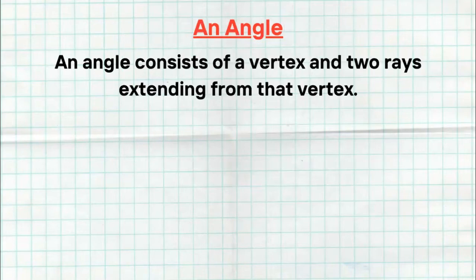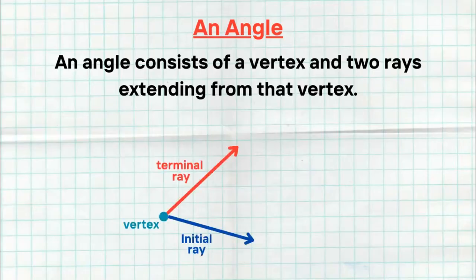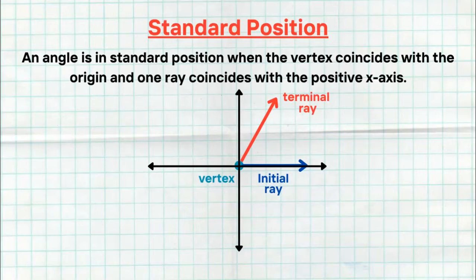Now, the next most important word in that definition is an angle. So an angle consists of a vertex and two rays extending from that vertex. I hope you remember this maybe from geometry class. So here it is. Now, we named the two rays. The first ray is called the initial ray. That's the ray where the angle starts. And then the ray where it ends is called the terminal ray. The word terminal means end. So this angle here would start at the initial ray and go to that terminal ray just like that. And we see the vertex. Now, if we go back to that definition, it says an angle is in standard position when the vertex coincides with the origin.